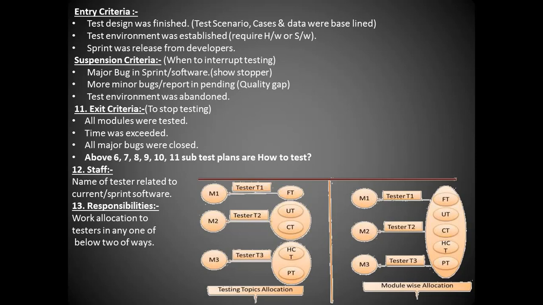What is the suspension criteria? When to interrupt testing: major bugs in sprint or showstoppers itself, minor bugs reporting pending, quality gaps, test environment was abandoned. This is the suspension criteria.